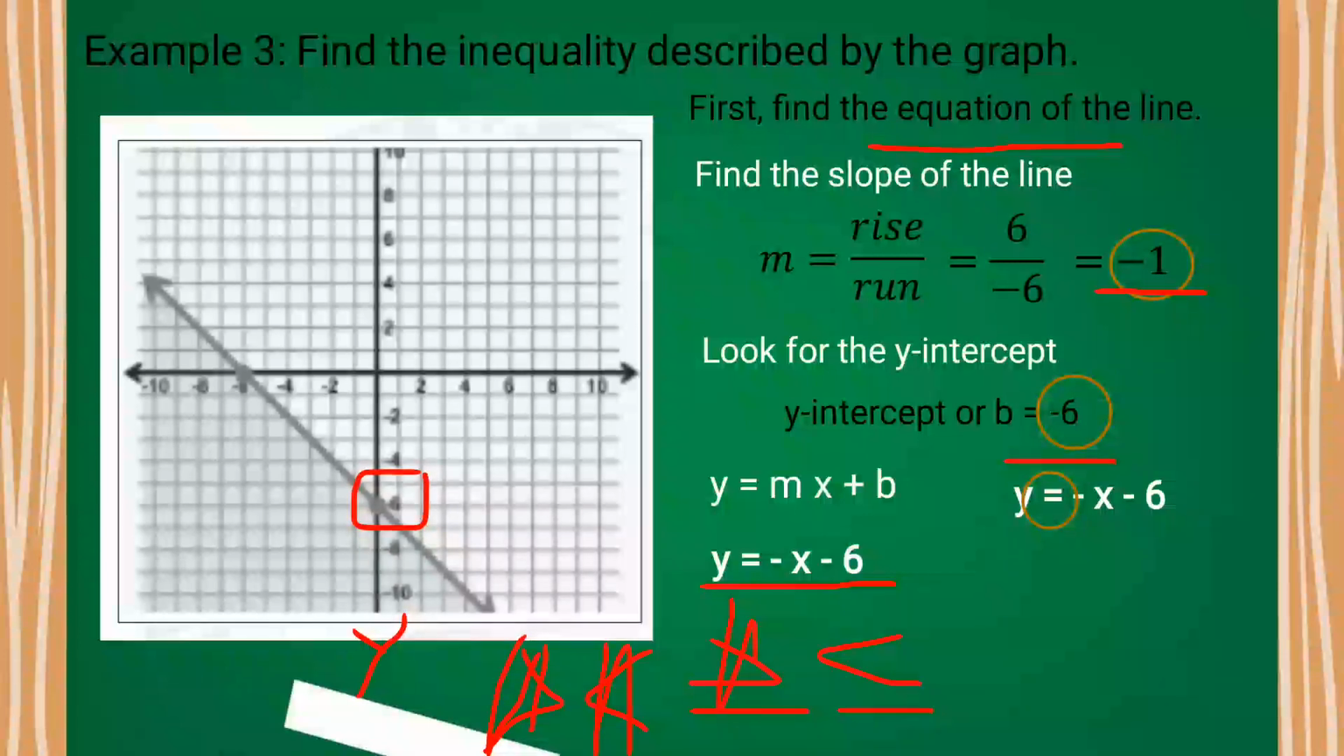So, tanggal na si greater than. The correct answer is less than. Kasi nasa baba po. Again po, less than or equal siya. Una po, may kasama siyang equal kasi solid line. Nasa baba po siya, therefore less than siya. So, palitan na natin siya. We have y is less than or equal to negative x minus 6. So, here is our final answer.